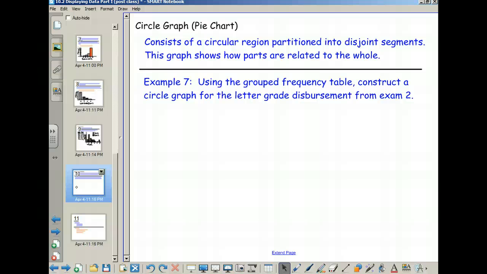You see, what the other graphs did is that we didn't actually compare, per se, the number of A's to everybody who took the test. We compared the number of A's to the number of B's to the number of C's, and you can see the bars at different heights doing that, right?